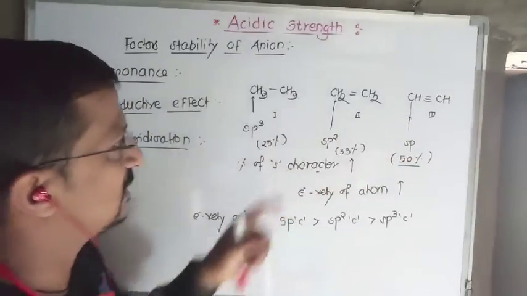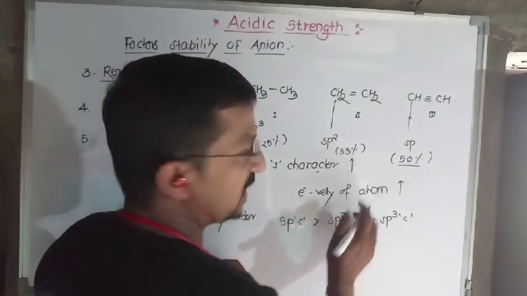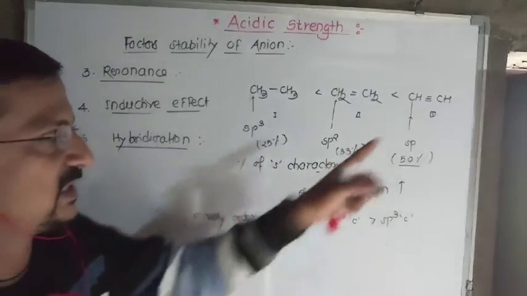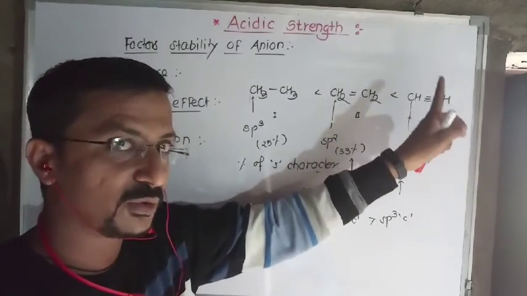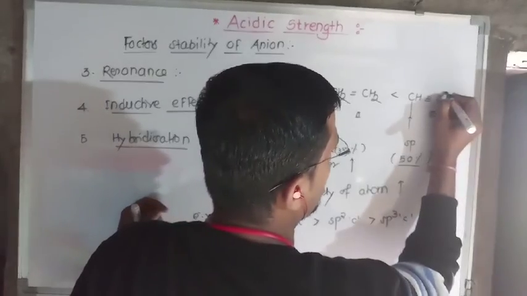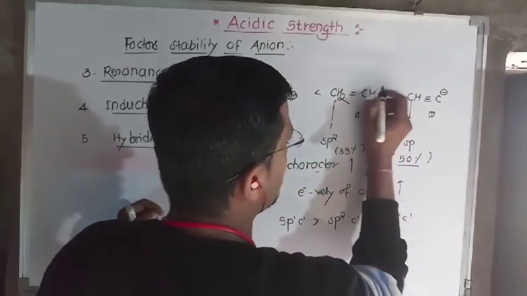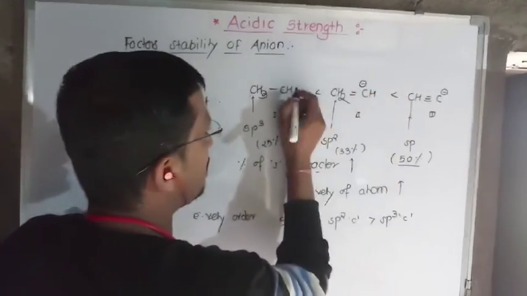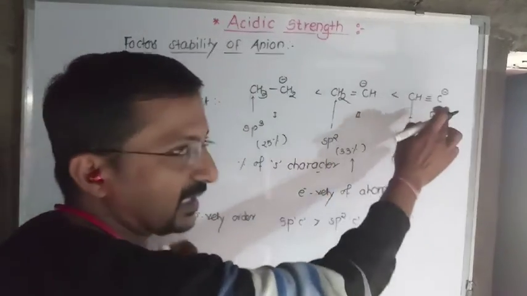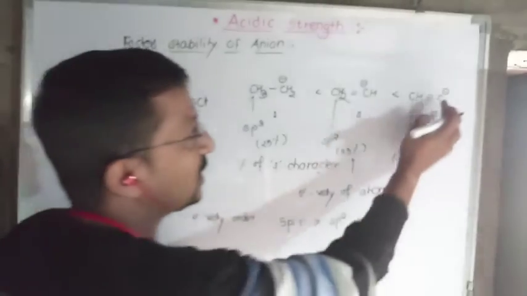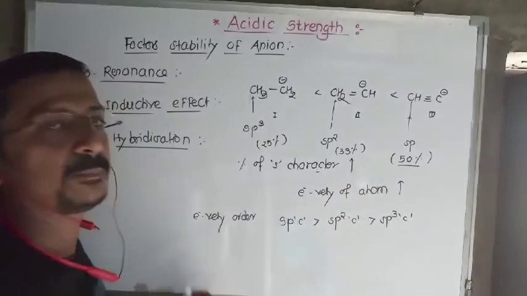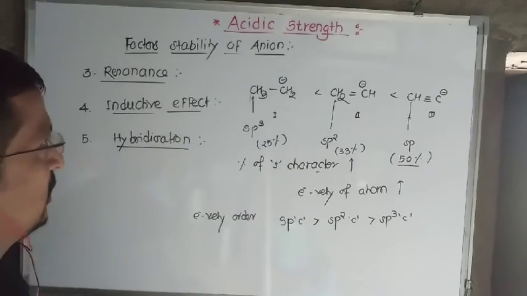So in this case, that is the order of acidic hydrogen, like this one. That is a triple bond system. The sp hybridized carbon is more electronegative. That's why when it loses a proton, it becomes negative: in this case CH negative, in this case CH2 negative. So in all these cases carbon is there, but which one is more electronegative? This triple bond system is more electronegative, then the double bond, then the first. This is the order.